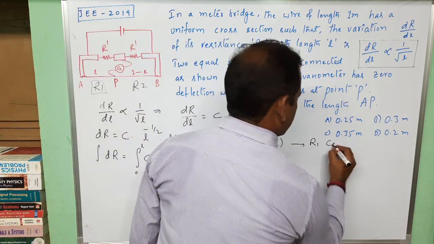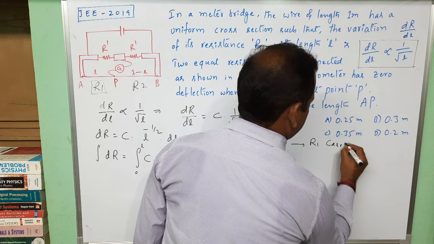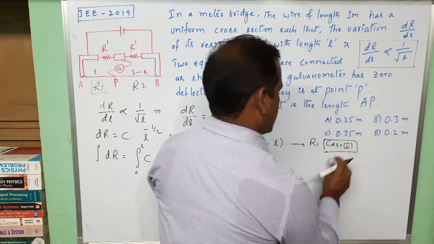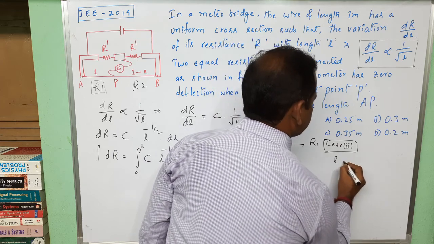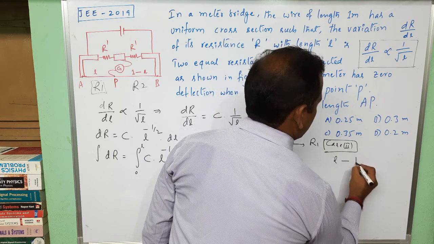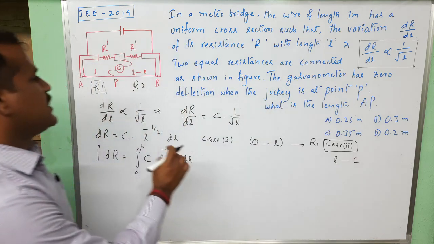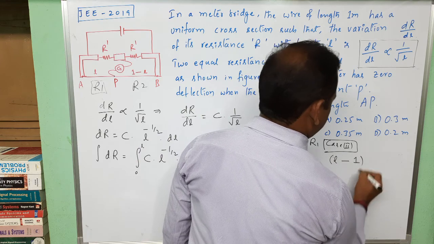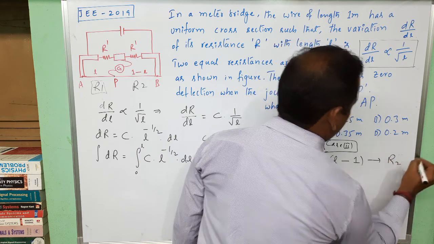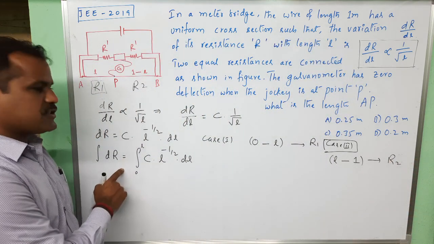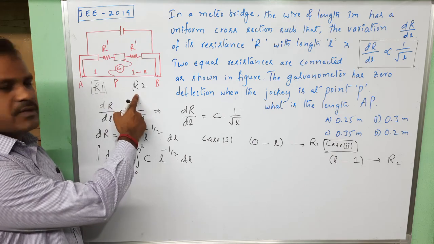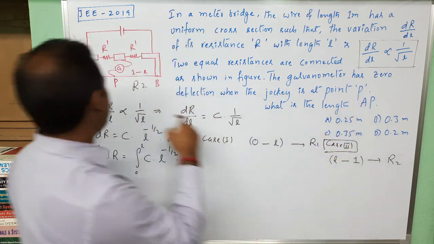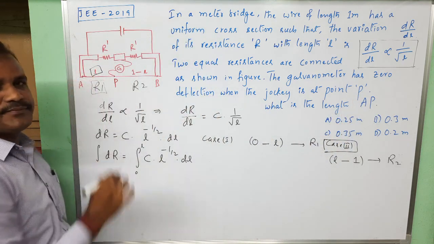Similarly in case 2, if we integrate from L to 1 meter, he has given of course 100 centimeters or 1 meter, so L to 1 meter, if we integrate, we will get R2 resistance. So from this expression we can get R1 and R2 values. From those R1 and R2 values, we need to find the length of AP. What is this L value we need to find.